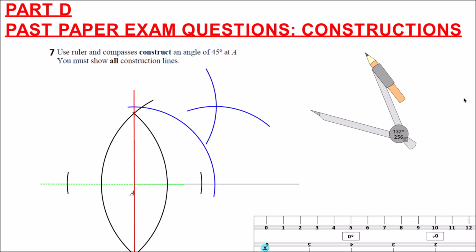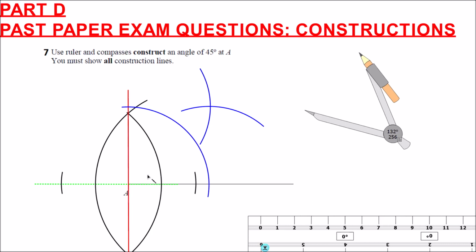Now once they've crossed over, the next thing we do, and the final thing, is to do a straight line from A, going through where these points cross. And so this angle here will be a 45-degree angle, and therefore we've done a 45-degree angle. Basically we just bisect the perpendicular bisector. Do a 90-degree angle first, and then bisect it after.